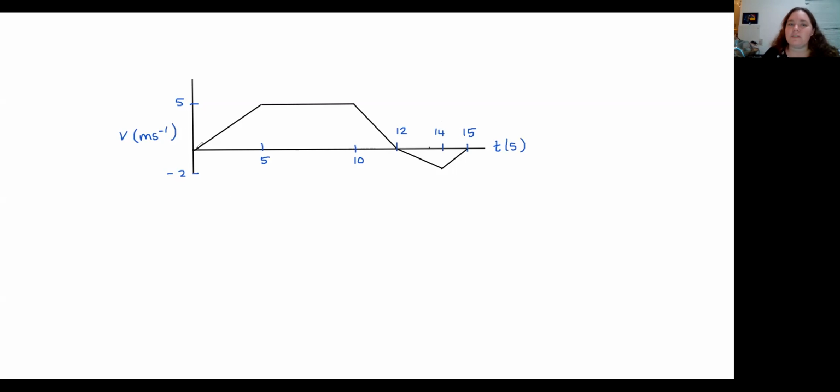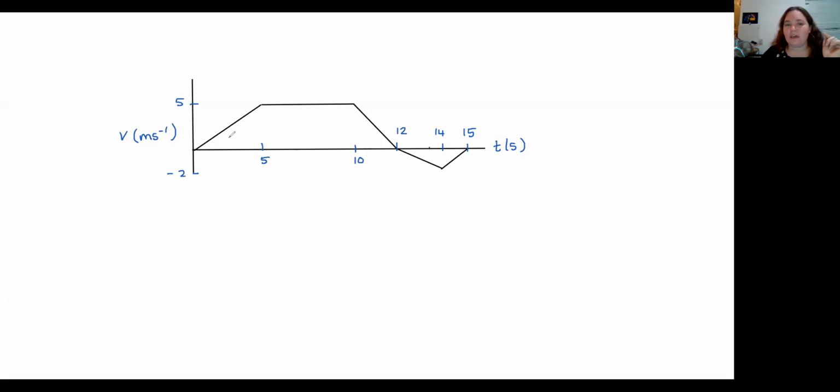Basically what it describes is an object that's first of all moving forwards and speeding up, then continuing to move forwards but at the same speed of 5 meters per second, then slowing down over a time of 2 seconds till it temporarily comes to a pause, not a stop. Then it turns around and goes backwards, speeding up, and then it continues going backwards but slowing down and stopping.